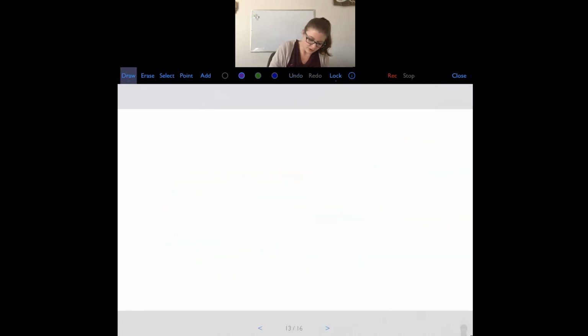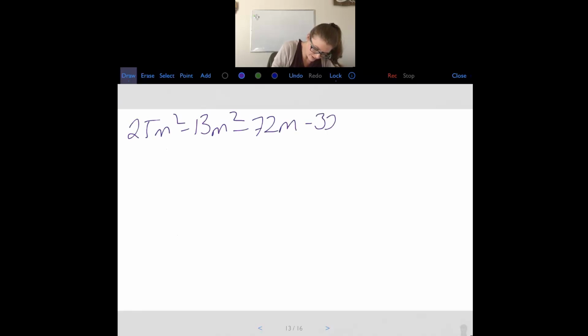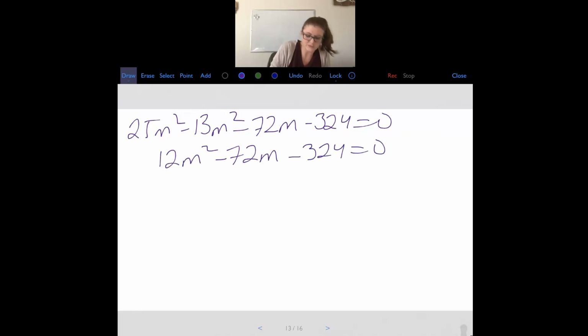Okay, so what that looks like then is 25 minus 13m squared minus 72m minus 324 is equal to 0. And we continue to combine our like terms to get 12m squared minus 72m minus 324 is equal to 0. Now when we're factoring, we always look for a greatest common factor first. I know that 12 and 72 are divisible by 12, so I'm going to see if 324 is as well, because that means 12 would be my greatest common factor, and it is. So we can divide each of these by 12.